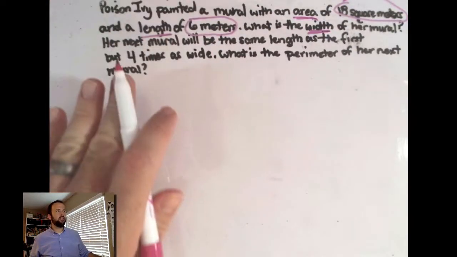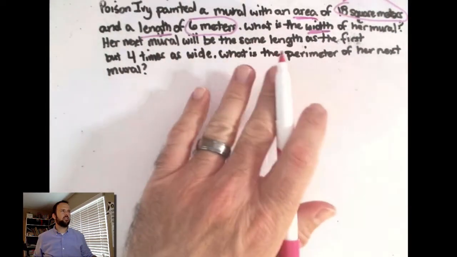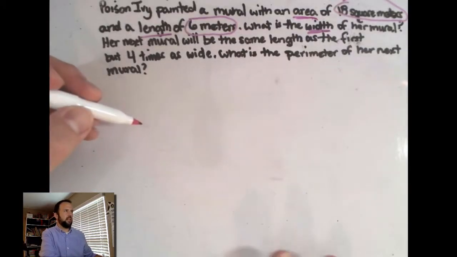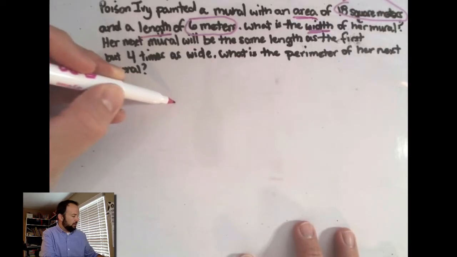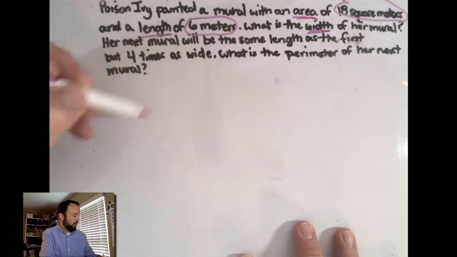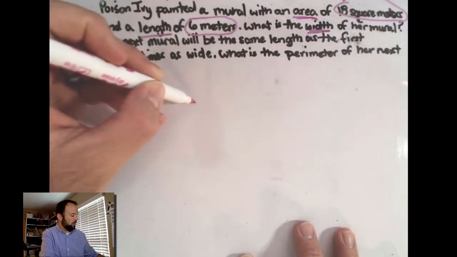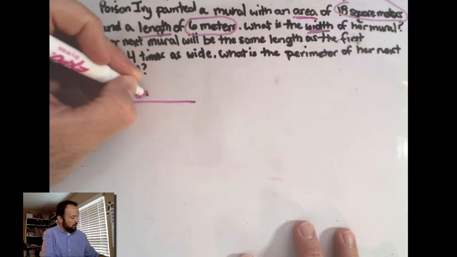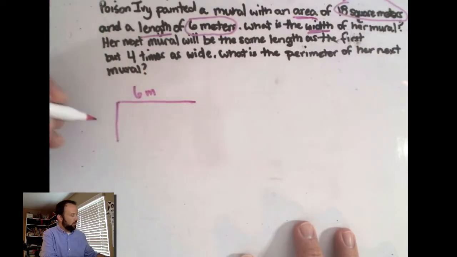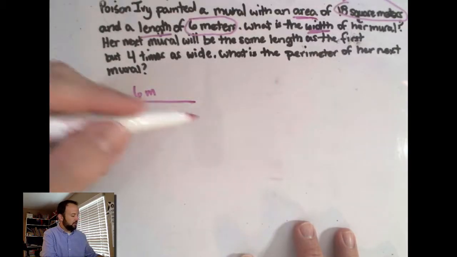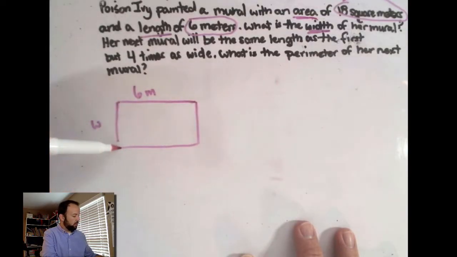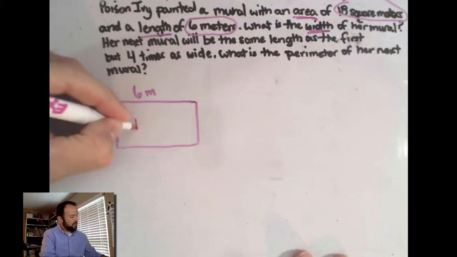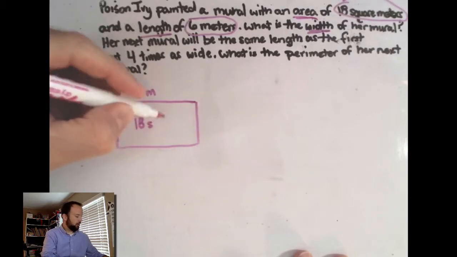So let's start there before we even dive into the second part of this question. Let's just start there and see what we can figure out. So we know that she has a mural and it has an area of 18 square meters and a length of 6, and we don't know what the width is. So I'm going to start by drawing something that's 6 for the length. So say 6 meters. I don't know what the width is, so I'm just going to put a W for width because I don't know what it is. And I'm going to assume it's rectangular in shape, or at least somewhat rectangular. And we do know that it is 18 square meters.